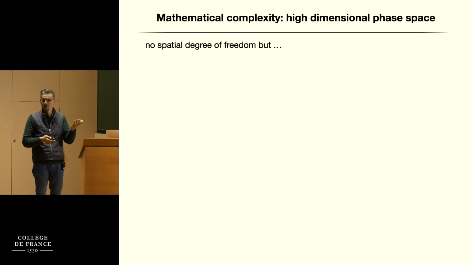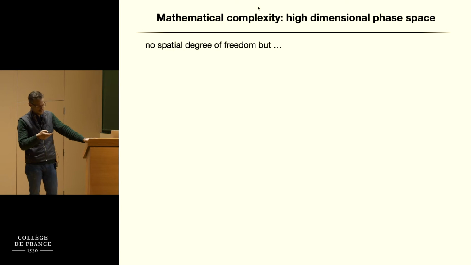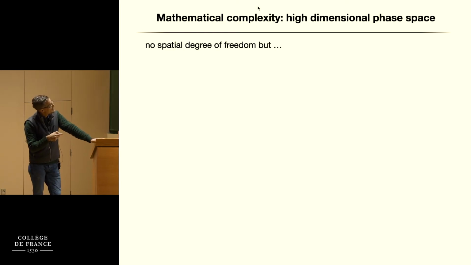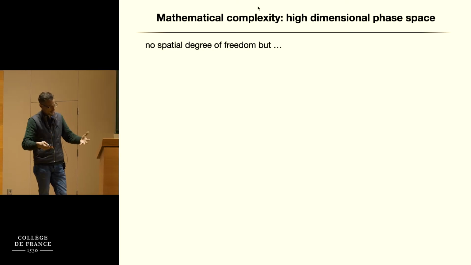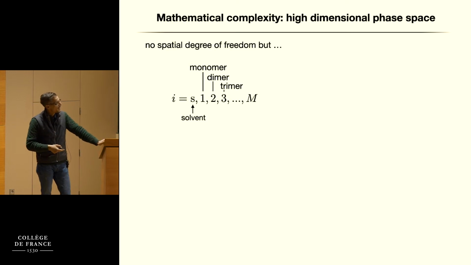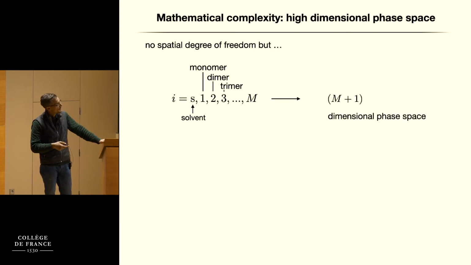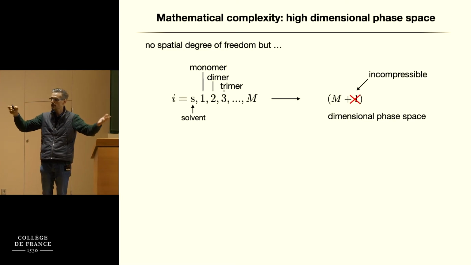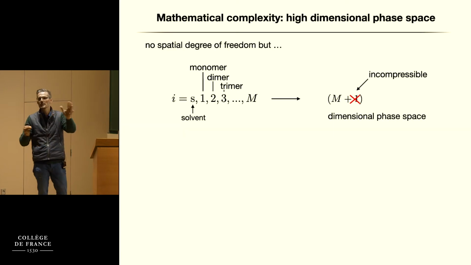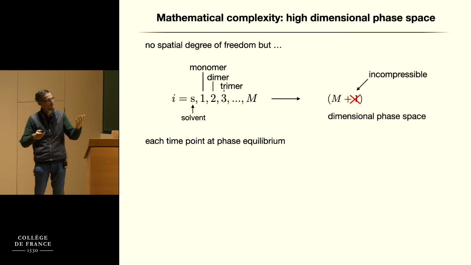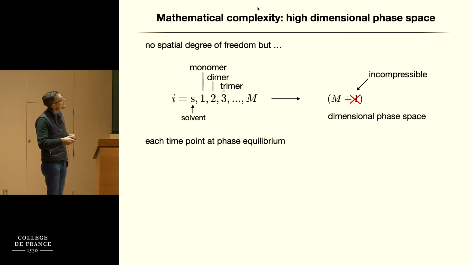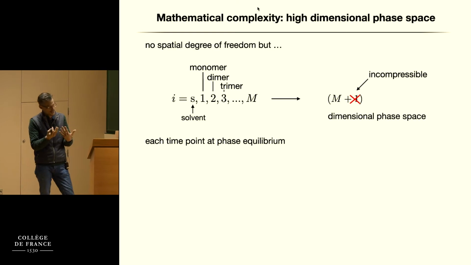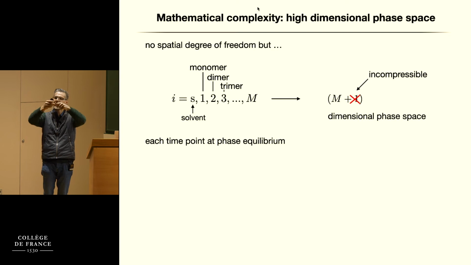But there's a problem. There's a reason why people have not done that. I made this harsh assumption of neglecting any spatial degree of the problem by separating the timescales of exchange between the phases and the formation of the assemblies. I have many components. I have the solvent and dimers, trimers, etc., up to M. So I have a phase diagram space that has M+1 dimensions. Hold on. I assume incompressibility because I'm in solvent and water, so I have just M. But M is big. But with this separation of timescales, where the exchange is fast, I know that at each time point the system is at phase equilibrium.